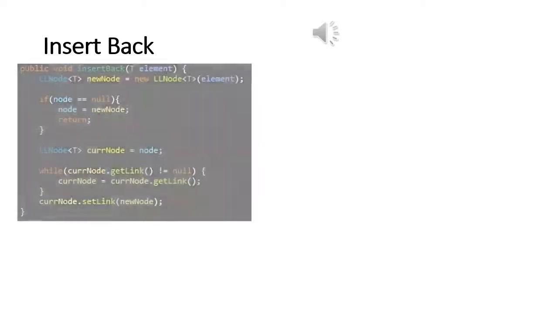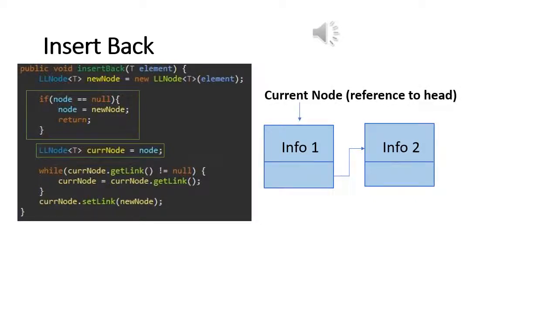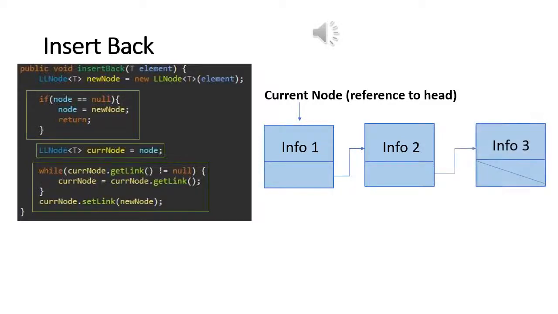Following the same concept, however, when we insert from the back, we need to know if the list has any nodes at all. In our diagram, we do, so we ignore this condition. We have another node that points to the head. We call that current node. This just tells us where we need to start to traverse through the list. The while condition makes sure whether the next link is null. If not, then continue traversing. Once false, we set the current node to its appropriate position.